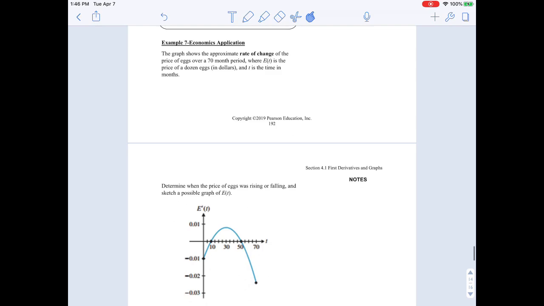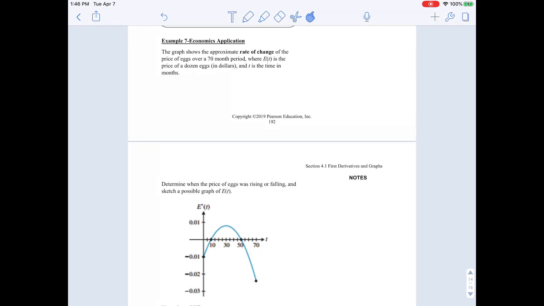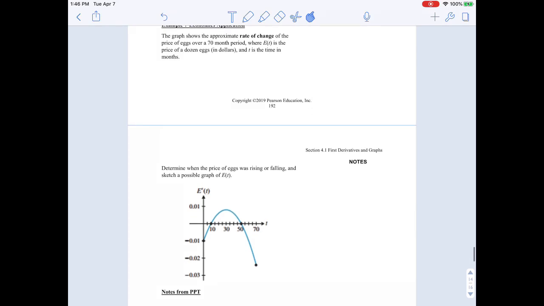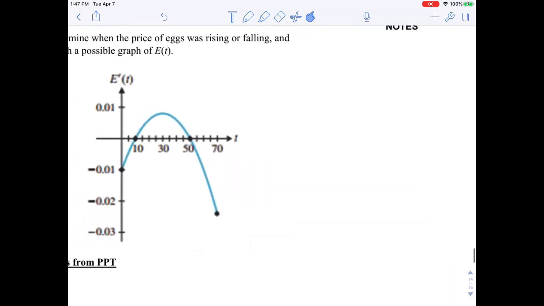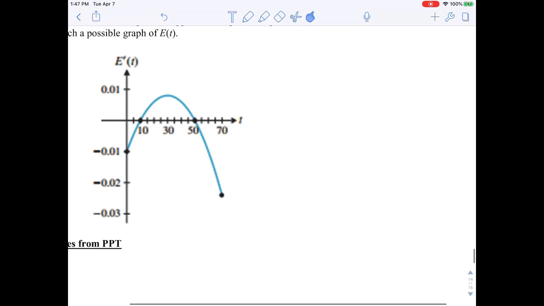Okay, so some applications, even though I didn't give you applications in our assignment, I want to at least go over them so you have an idea what to expect going forward. So we're looking at this graph. It's a graph of the first derivative. Determine when the prices of eggs are rising and falling. So think of this as a graph of our sign chart.